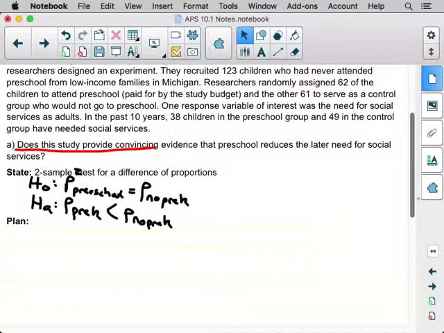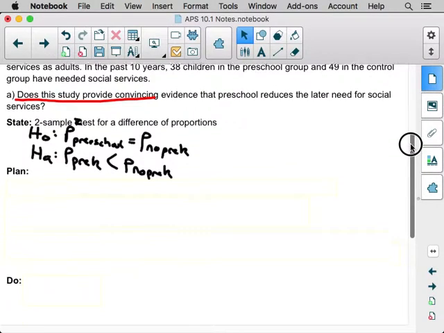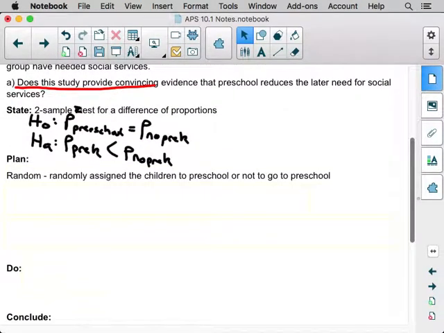All right, now we can get to the plan step. All right, so to plan this out, what's the first thing we check for? Random. Now, we're used to hearing about random samples. Is that how they address randomness here? Randomly assigned, yeah. These weren't random students selected. They were randomly assigned to a treatment group, okay? Either going to preschool or not going to preschool. So again, just always watch however they address randomness.